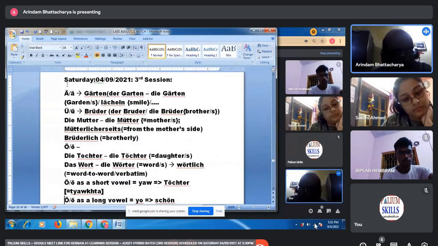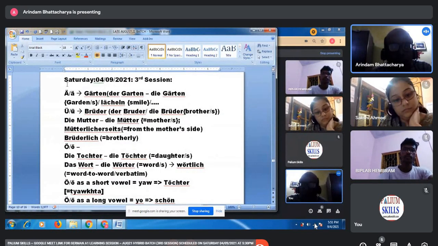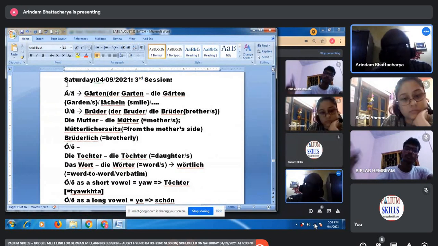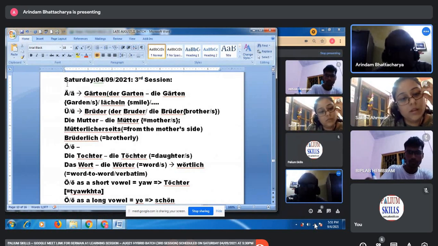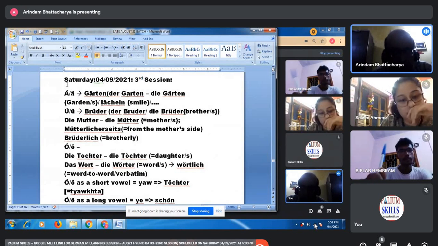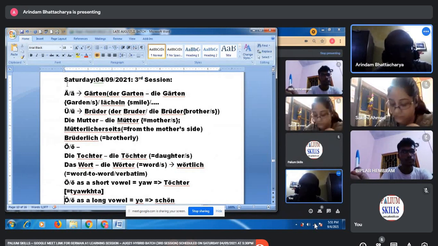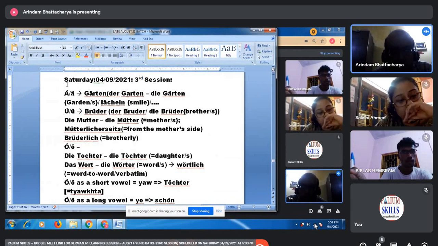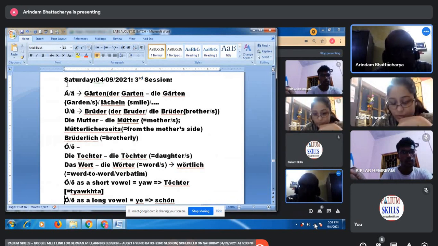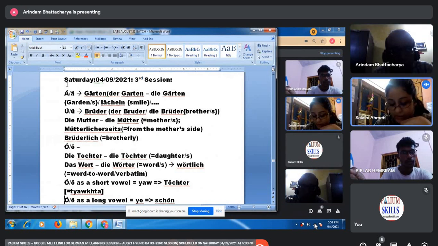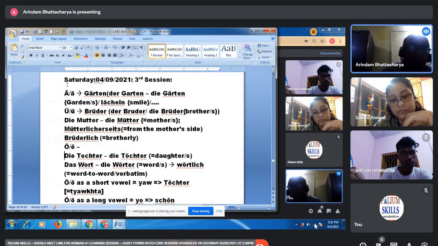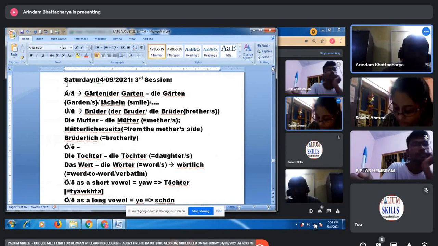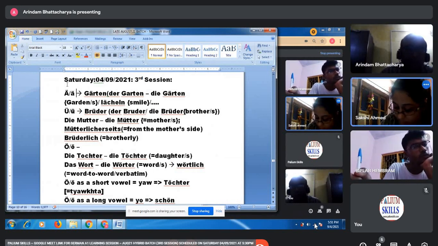So, umlaut, as we have seen: Garten, der Garten, die Gärten, Gärtner from Garten, Bruder, Brüder, Mutter, Mütter. This A umlaut is pronounced as German A, the sound of epsilon.